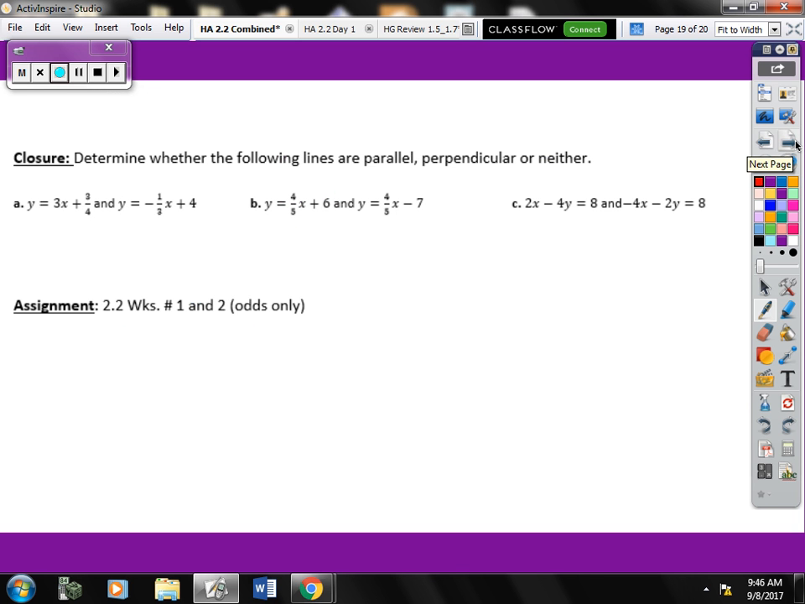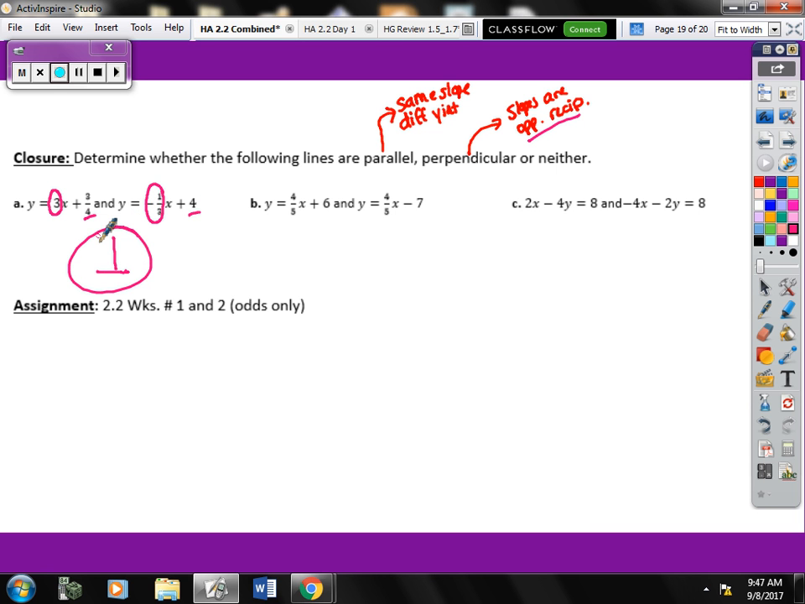The closure question just asks us to determine whether the lines are parallel, perpendicular, or neither. So again, observing your slopes. Parallel lines will have the same slope, but they will have different y-intercepts. Perpendicular lines have slopes that are opposite reciprocals. Okay, so for example A, we can just observe the slopes, 3 and negative 1/3. So right now those slopes are opposite reciprocals. Check out your y-intercepts. We do have different y-intercepts, so these have to be perpendicular.